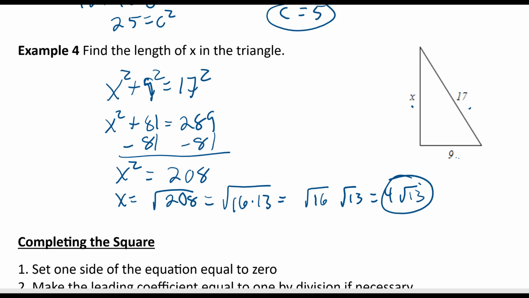The decimal approximation is about 14.4222051. As far as my calculator would take it more places, that's just what the display shows.